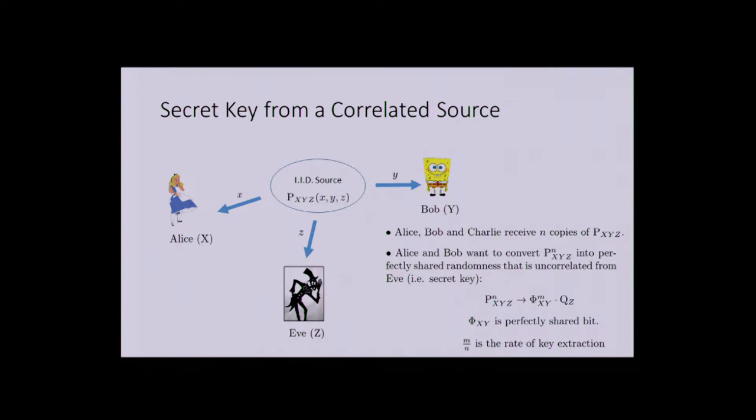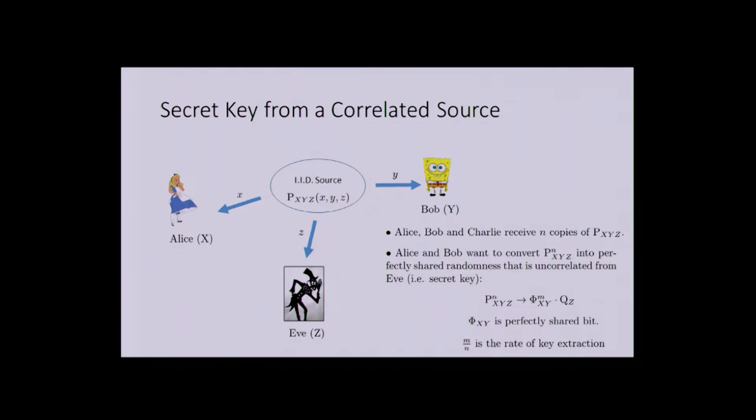The goal is for Alice and Bob to convert their stream of Xs and Ys into essentially perfectly shared randomness that is secret from Eve. So if they have access to N copies here, they want to produce M perfectly shared bits. And at the end of the day, they want this to be essentially independent of Eve, so Eve has no information here. The rate is the ratio M over N. It's the amount of key bits they get per copy of the source.